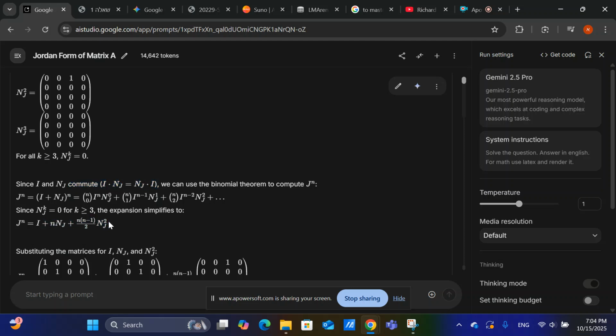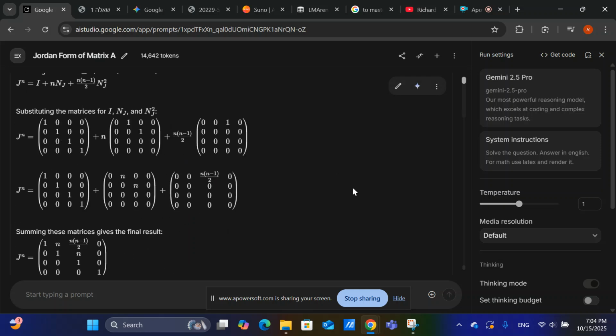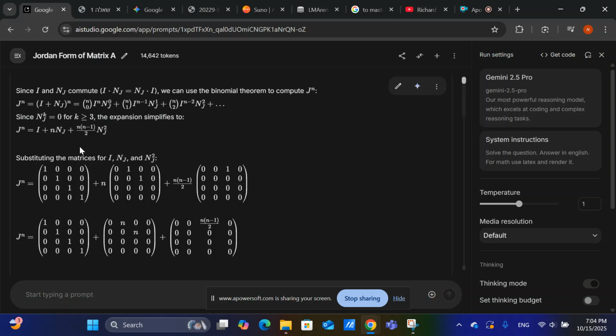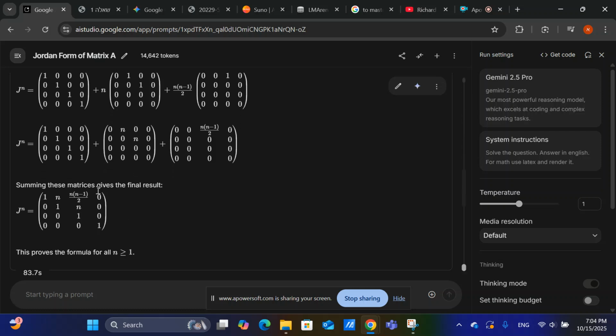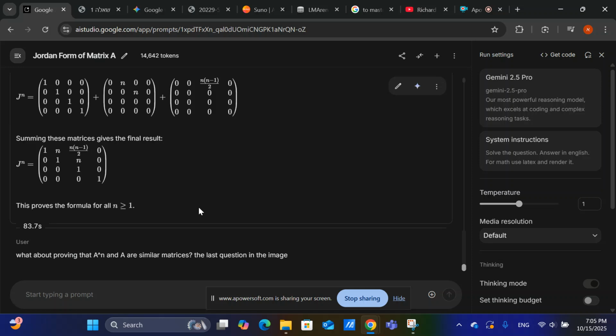So here it is. We are finishing with this. We are taking just the first, second, and third terms, and we are getting this formula for the Jordan form to the power of n. So I can take I, here it is, n times N_J, and n(n minus 1) divided by 2 times N_J squared, which will take the superdiagonal ones one step further to here. Calculating it, I will get J to the power of n. Adding them all together will bring me to this J to the power of n.